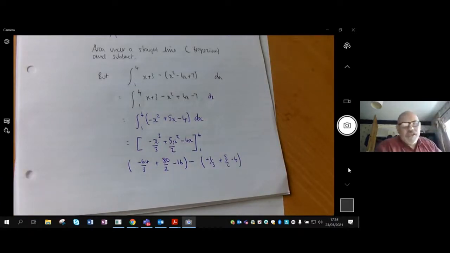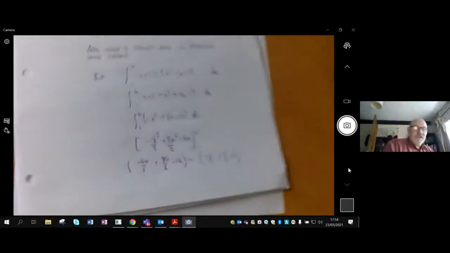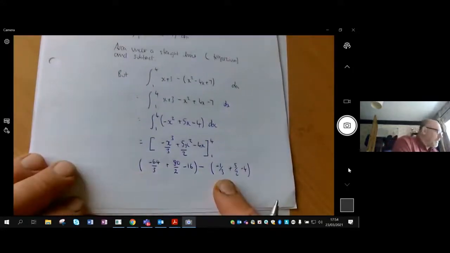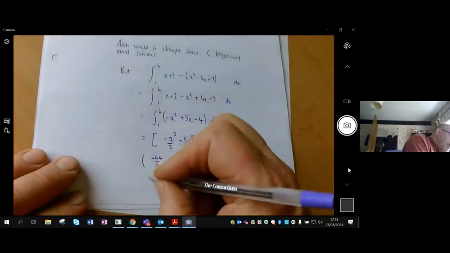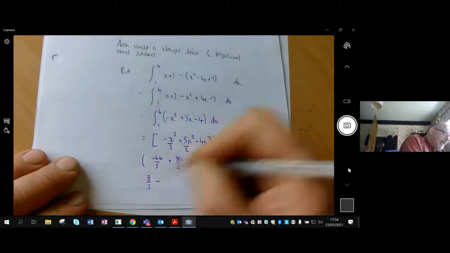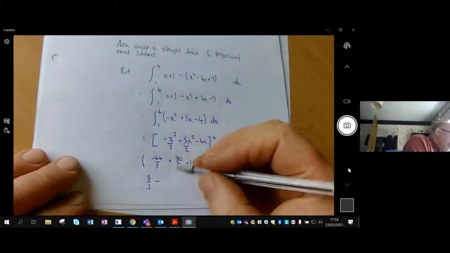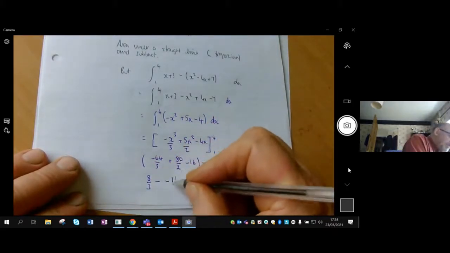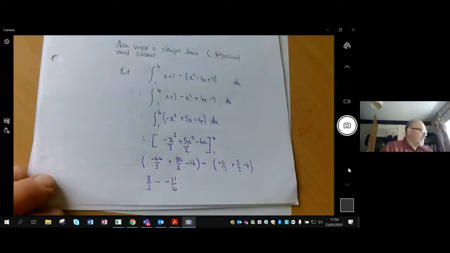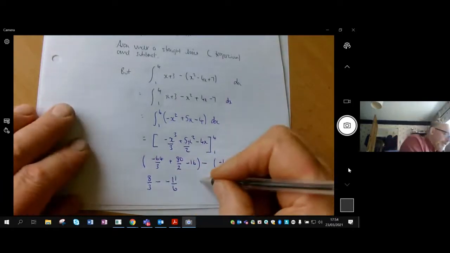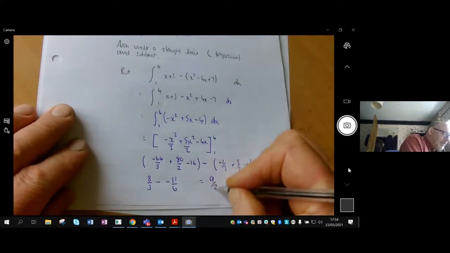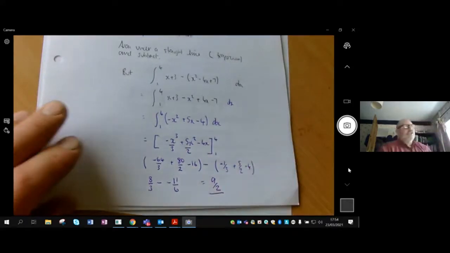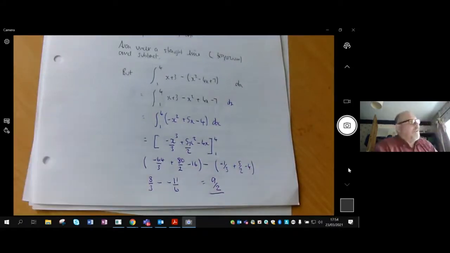I worked them all out last week when I set the questions. I thought I'll make sure they're all working properly. What I did now was I used my calculator to work out that bit, which gave me 8 over 3, minus that bit, which is minus 11 over 6. And 8 over 3 plus 11 over 6 is 9 over 2. And to be honest, you can write 4.5, but 9 over 2 will be perfect.